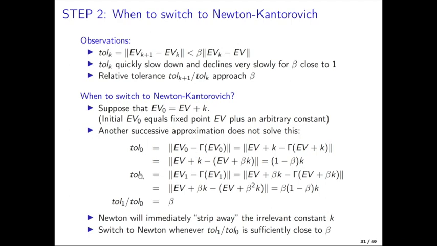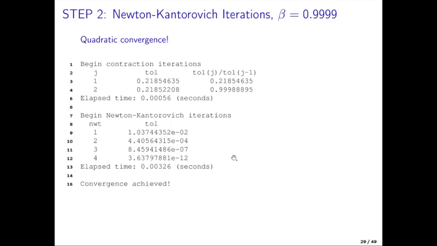So why don't we do another successive approximation? You can do the math. Now I'm starting at EV1, which is after another iteration, so our starting point is EV plus beta k, which came out of our first successive approximation. You substitute that in here, do the math, and it goes to this. Now, if you divide those two by each other, you get exactly beta. The cool thing is that the relative tolerance you can compute in two successive approximations, like we've done here, is effectively this term divided by that term. It's the current tolerance divided by the previous one.